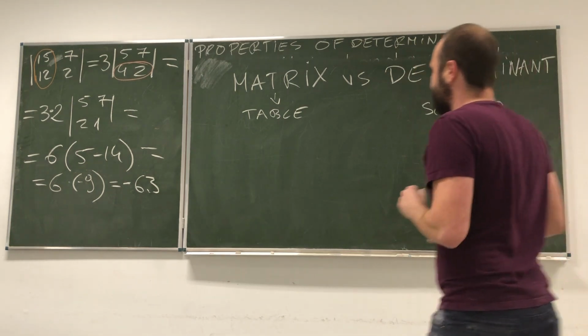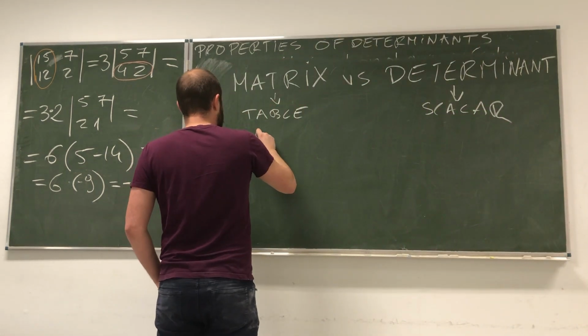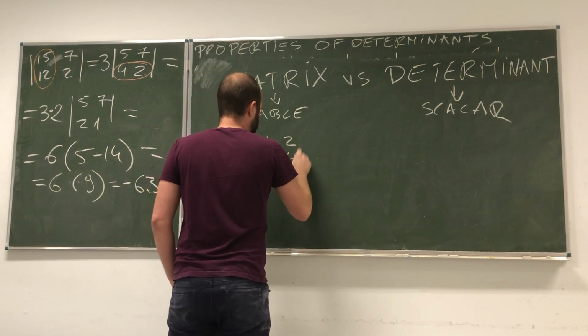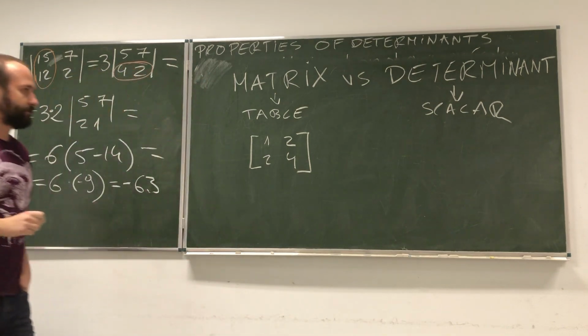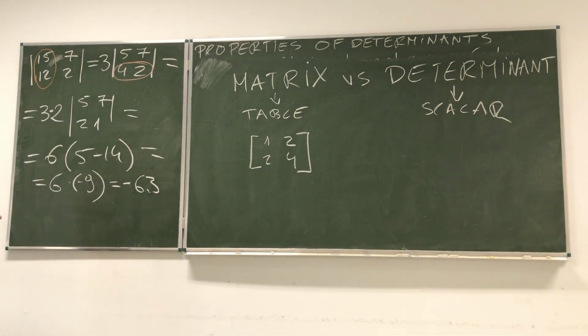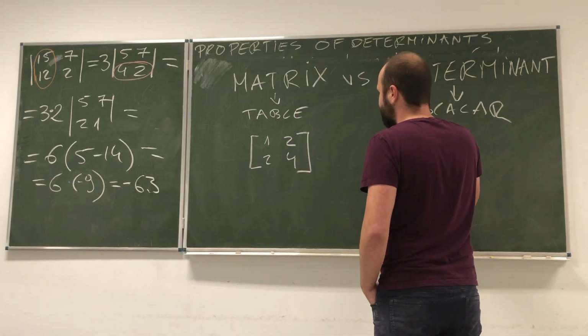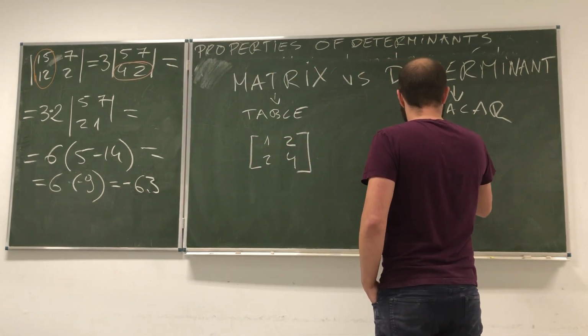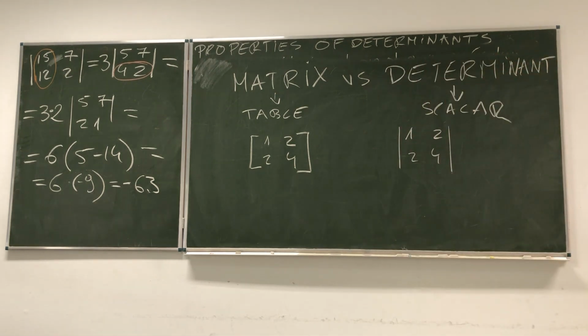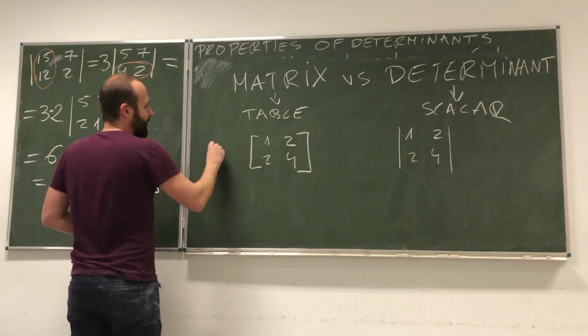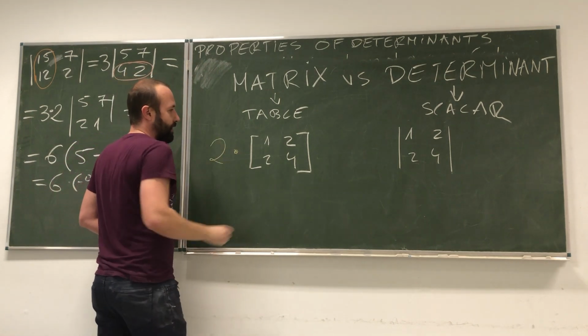And now look at the other thing. If I have matrix 1, 2, 2, 4, for this matrix I can calculate the determinant like this. But now look, there will be a very big difference between multiplying a matrix by a number. Because look, if I multiply a matrix by a number, what am I getting?